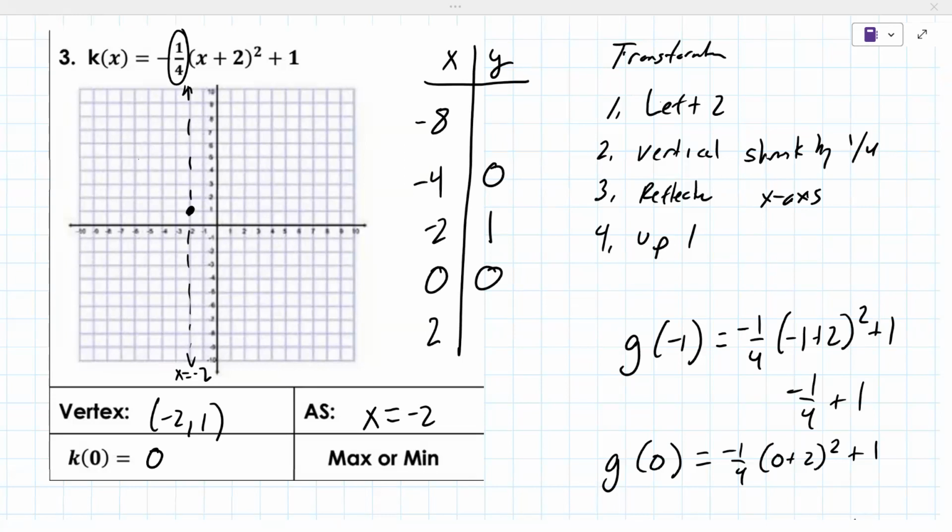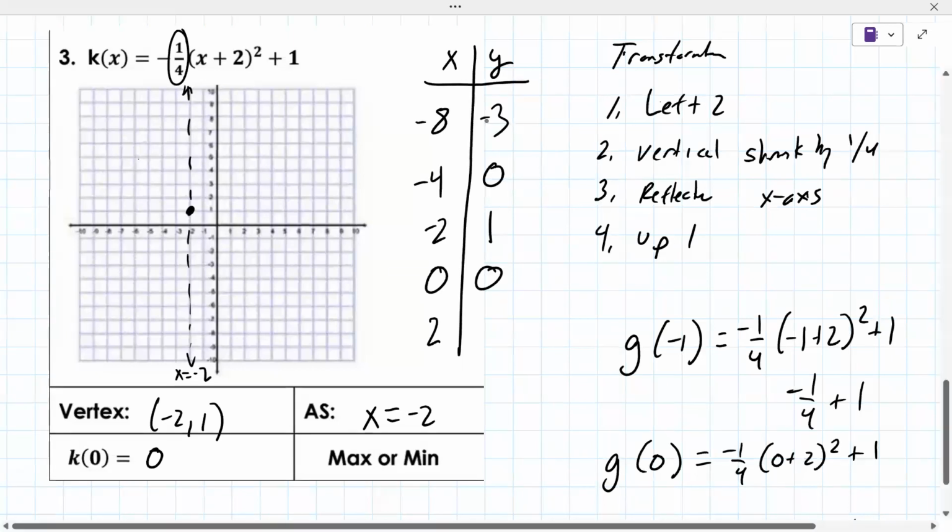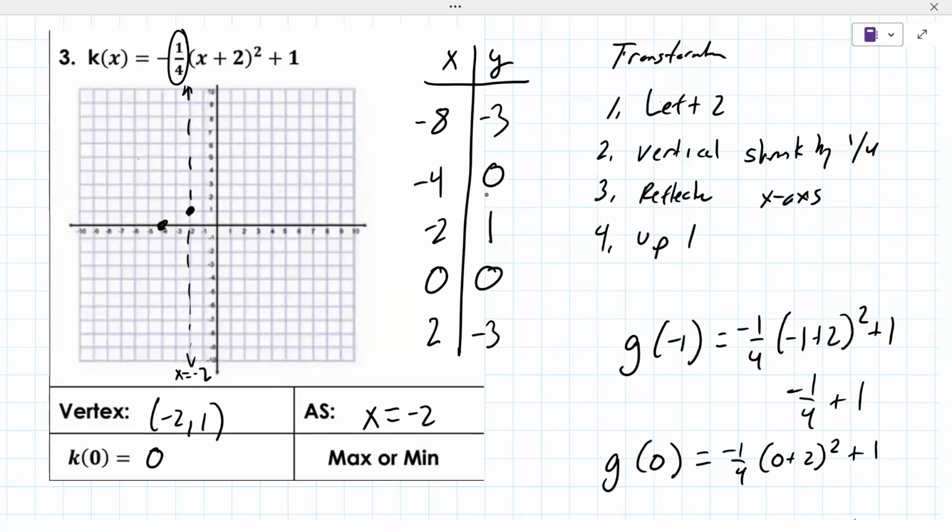It'd be -3. Very good. All right, so what you really want are whole numbers, integers and whole numbers. You don't want fractions. You really don't want to have fractions here if you can. So there's -4, 0, 0, 0, 2, -3.